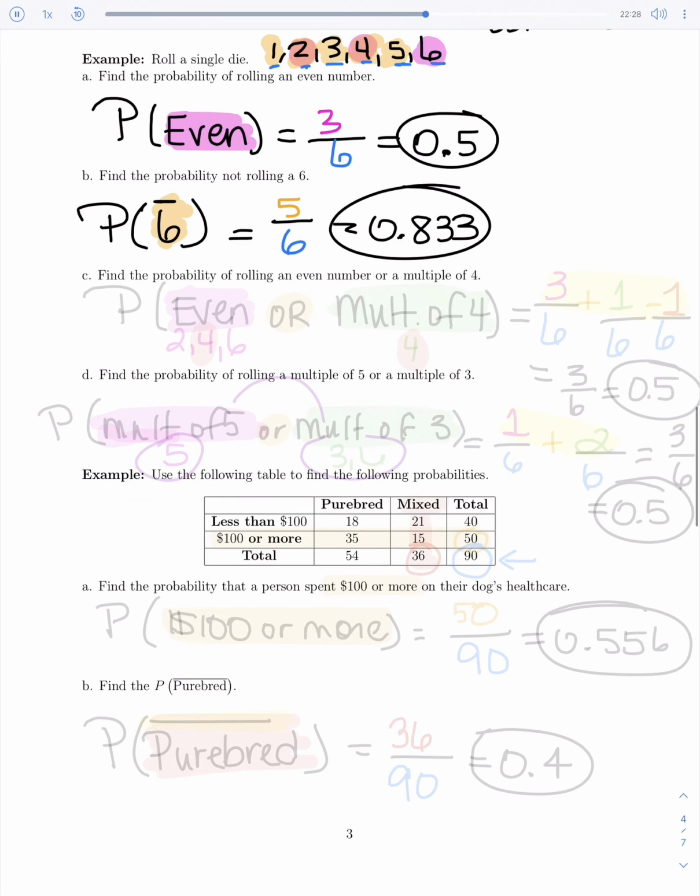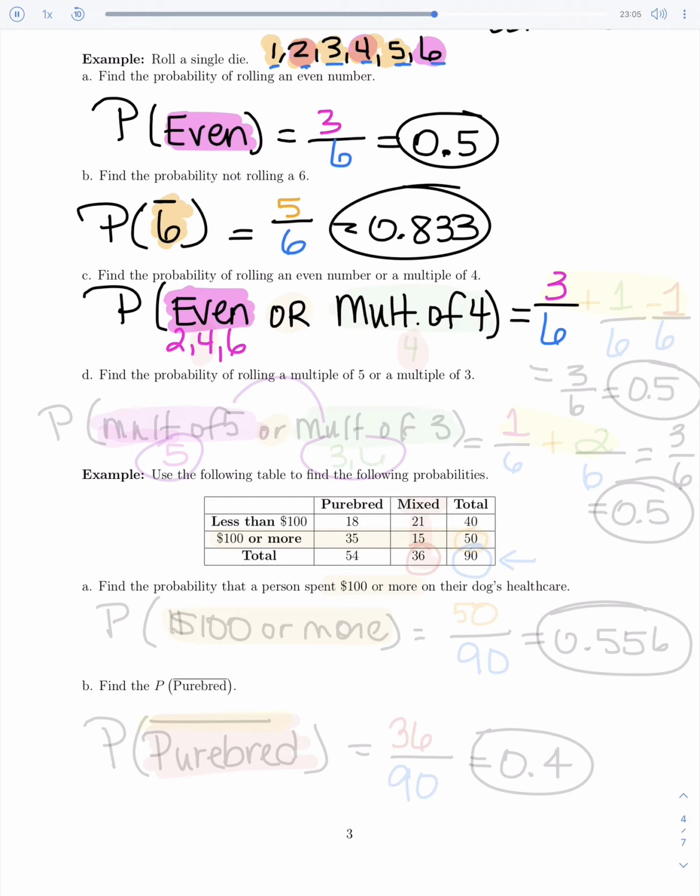Let's take a look at C. In C, we have the probability of rolling an even number or a multiple, I'm going to be careful, multiple of 4. So be careful with or. The first thing we'd start out with is the even. We already did that. Even is the numbers 2, 4, and 6. So that gives us 3 options out of a total of 6.